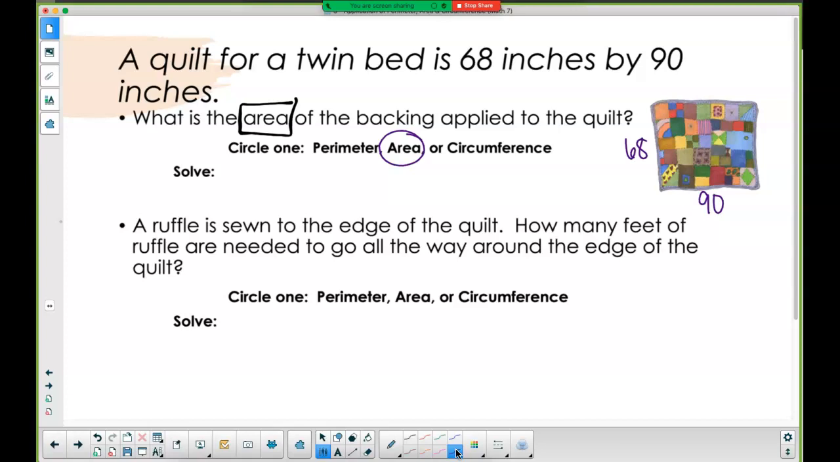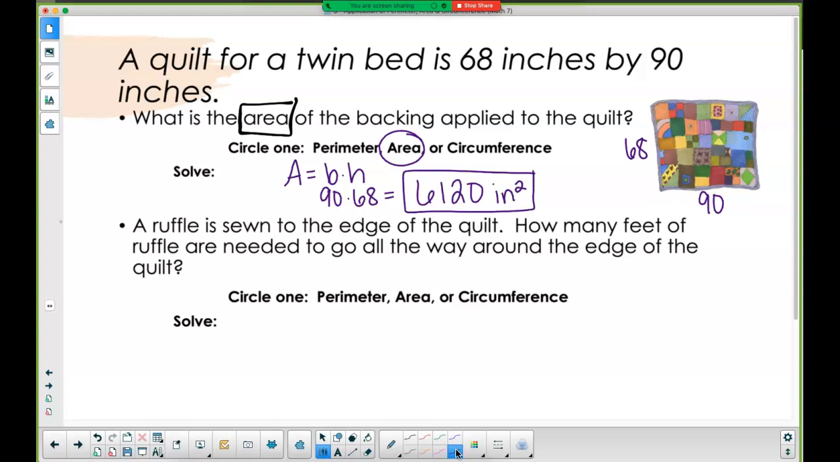Okay, now, if we need to, we go back to our formula sheet. What formula am I going to use to find the area of that rectangle? What are we going to do? Tyler? Area equals base times height. So in this case, that's 90 times 68. What do you get? Brinley, go ahead. 6,120, and it would be inches squared because it's area.